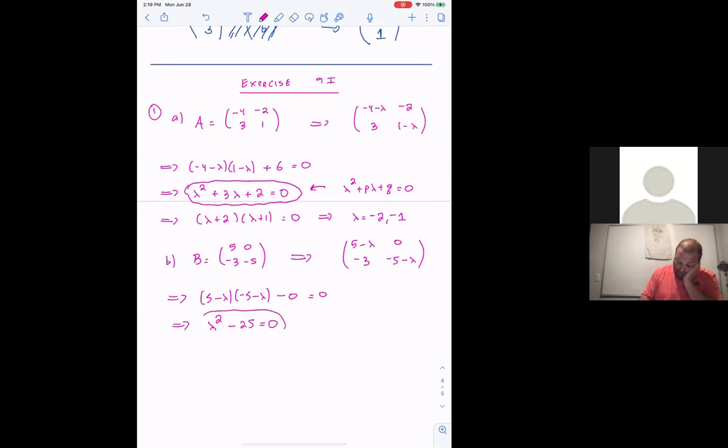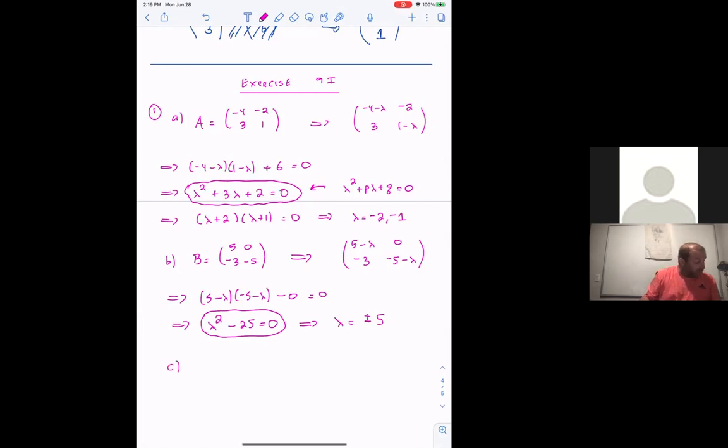This is the characteristic equation where p is 0 and q is -25. And then I can go right ahead and solve it. And in this case, lambda is equal to plus or minus 5. So there are 2 eigenvalues.